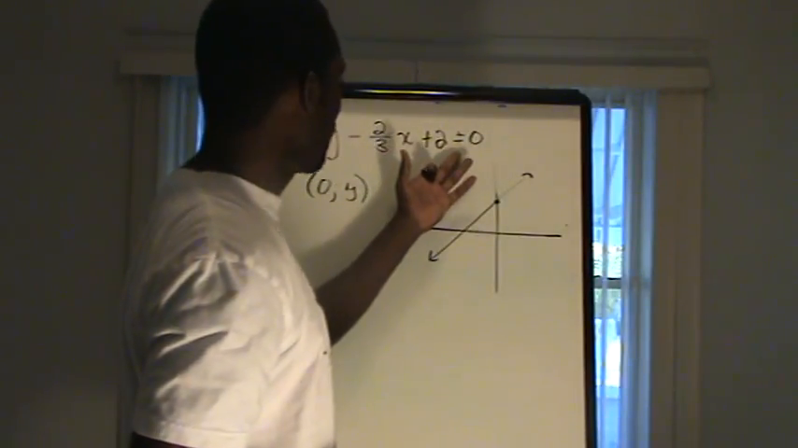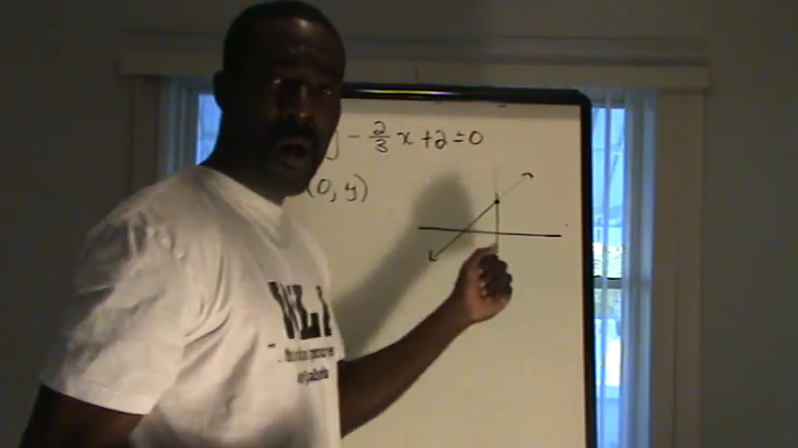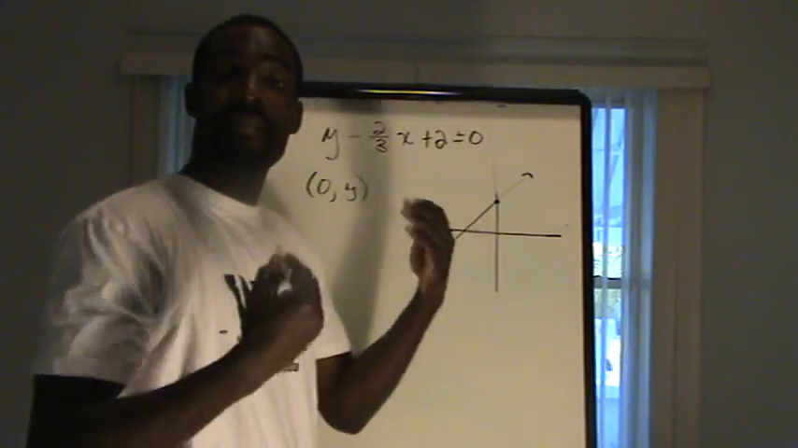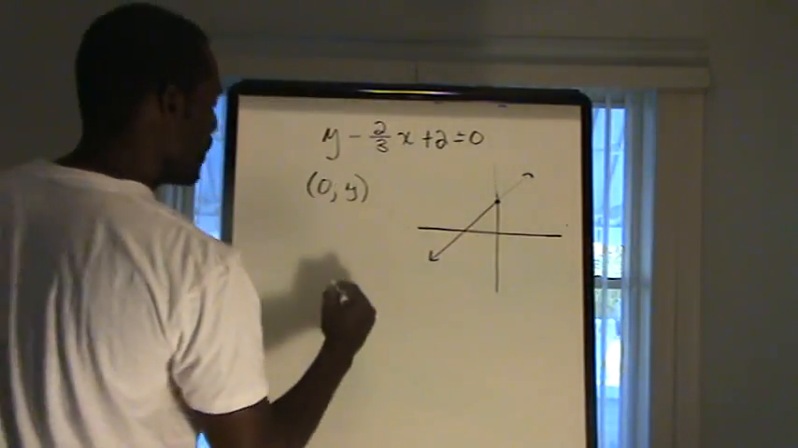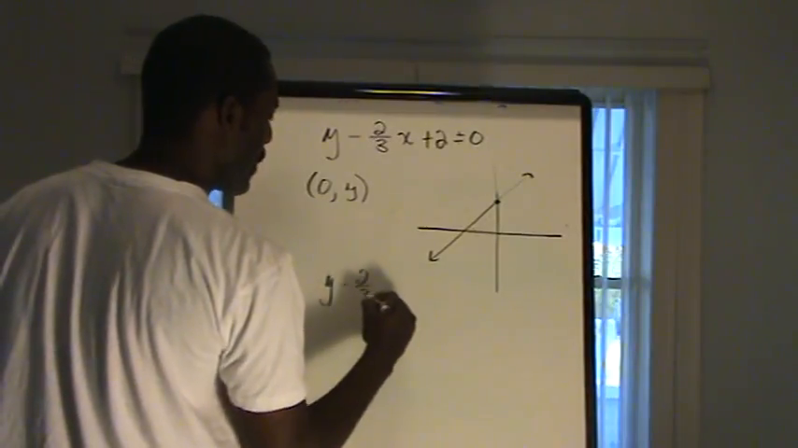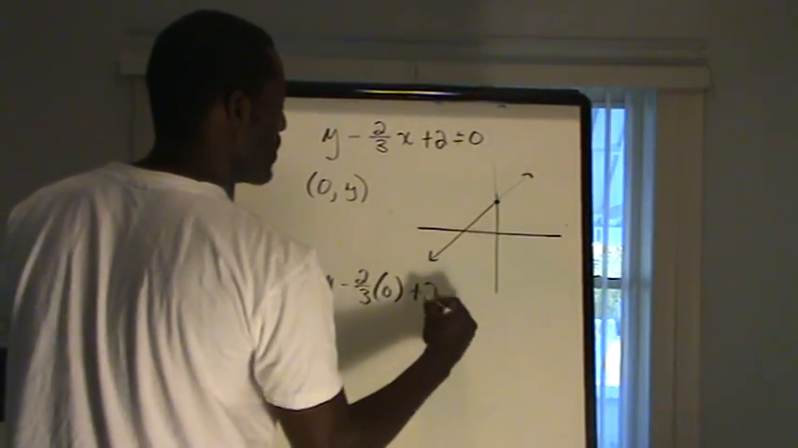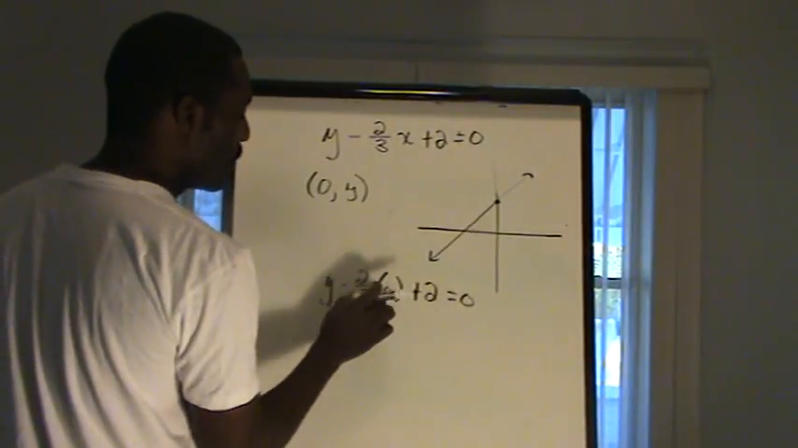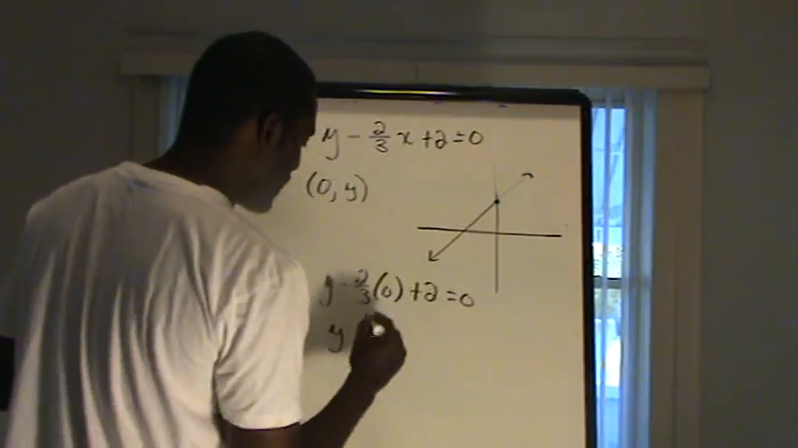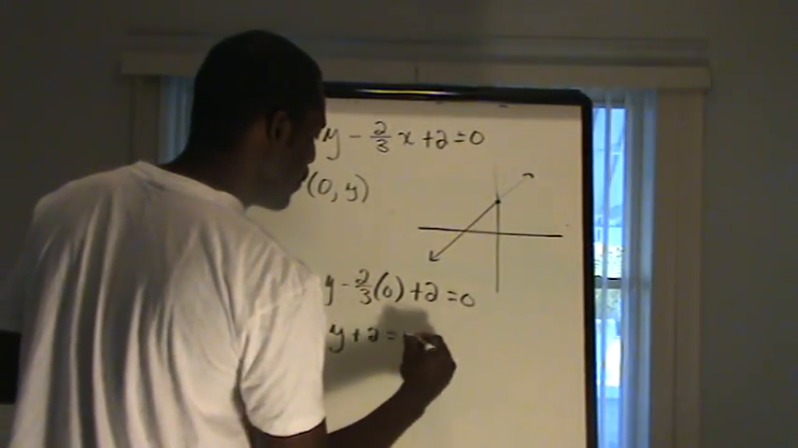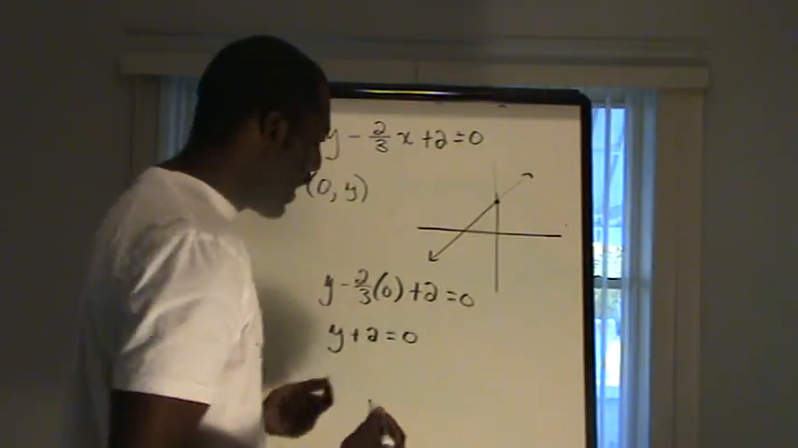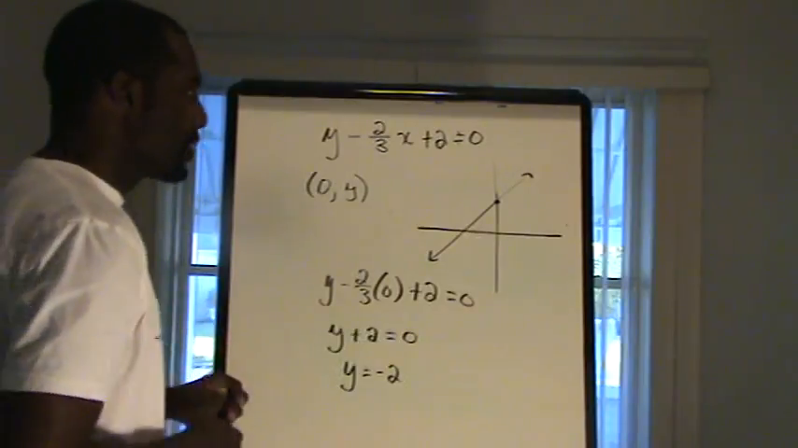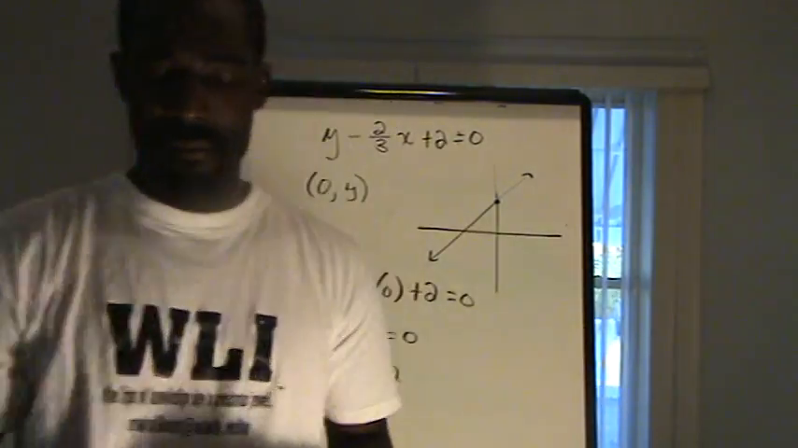So from the start here, we could have solved for the y-intercept by placing 0 for x and solving the equation for y. We would say y minus 2/3 times 0 plus 2 equals 0. This says y minus 2/3 times 0 is 0, and 0 plus 2 is 2. So y plus 2 equals 0. And if I take one more move here and solve this for y, this says that y equals negative 2. So there's a couple of ways that you can get at your y-intercept for this example.